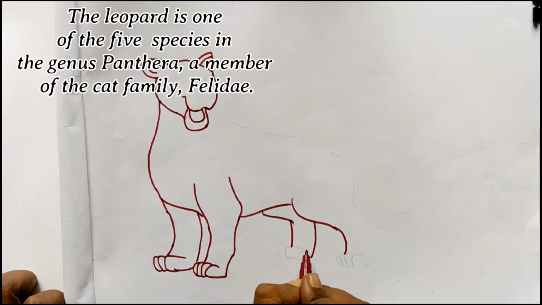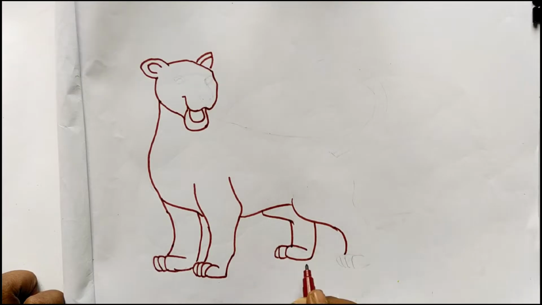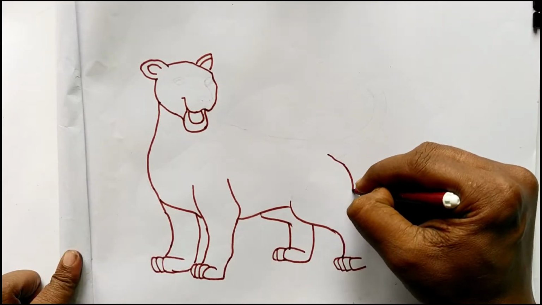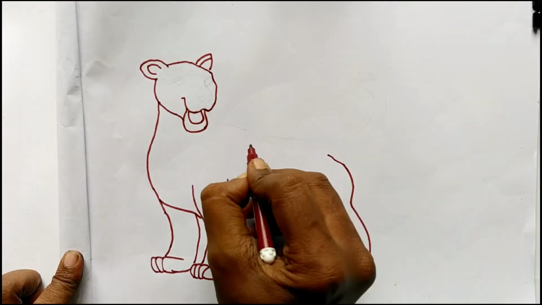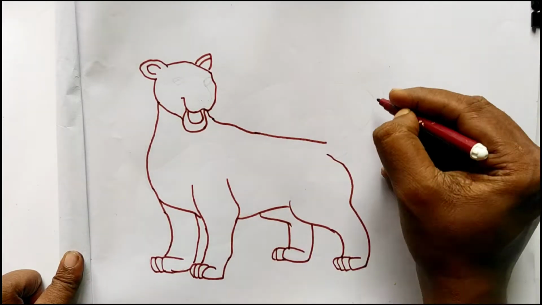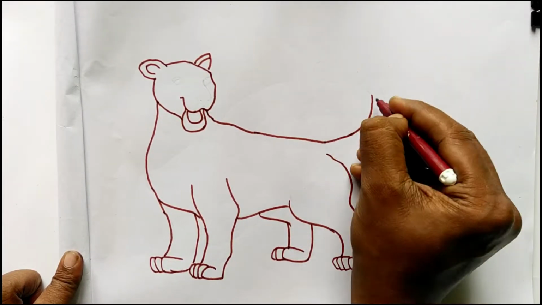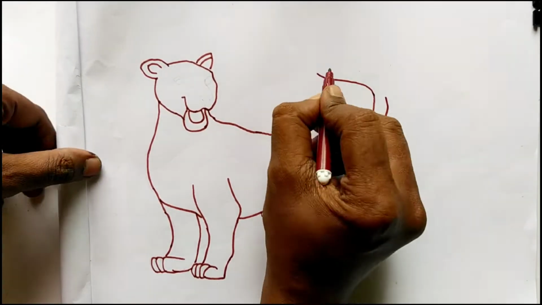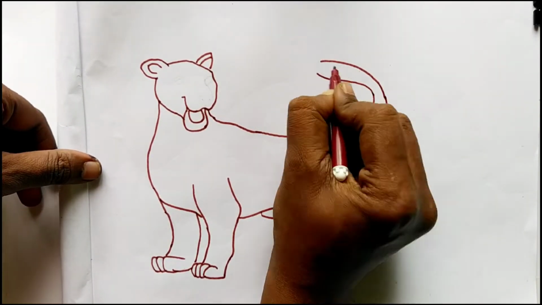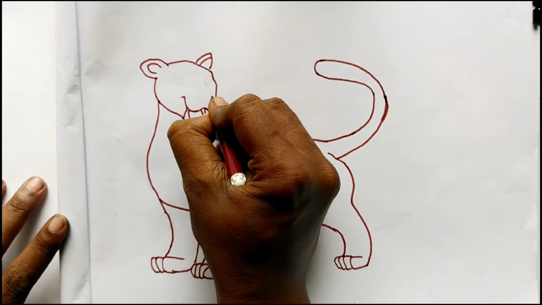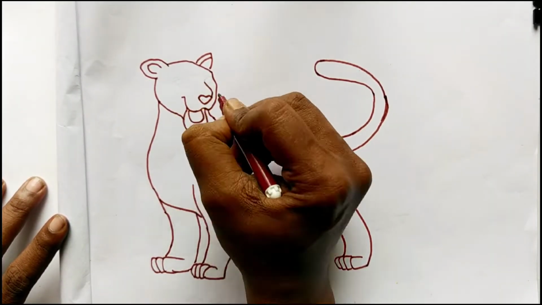The leopard is one of the 5 species in the genus Panthera, a member of the cat family, Felidae. They are found in sub-Saharan Africa, in some parts of Western and Central Asia, southern Russia, and on the Indian subcontinent, to Southeast and East Asia.